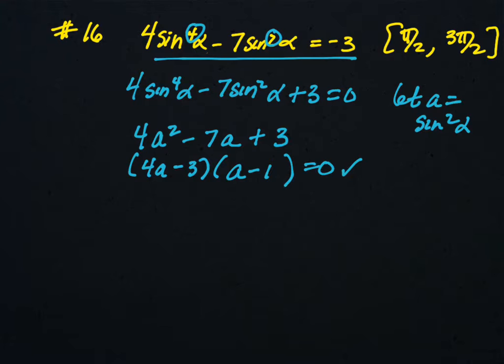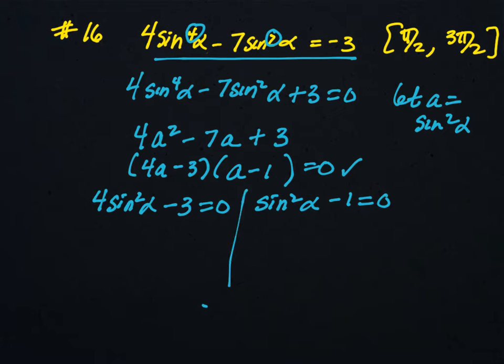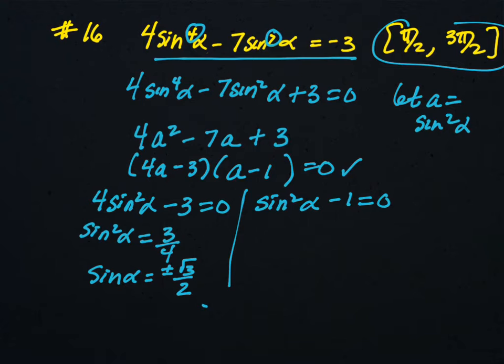So put sine squared alpha back in. So 4 sine squared alpha minus 3 equals 0, and sine squared alpha minus 1 equals 0. Okay, so this is sine squared alpha equals 3/4. So sine alpha is plus or minus the square root of 3 over 2. And between pi over 2 and 3 pi over 2, that's quadrant 2 and 3.